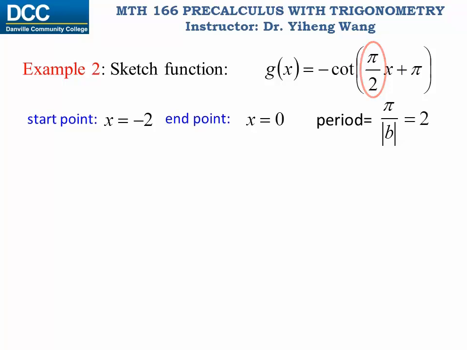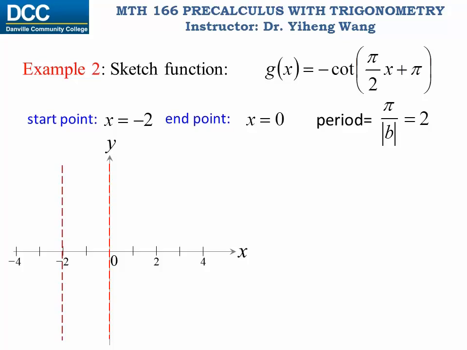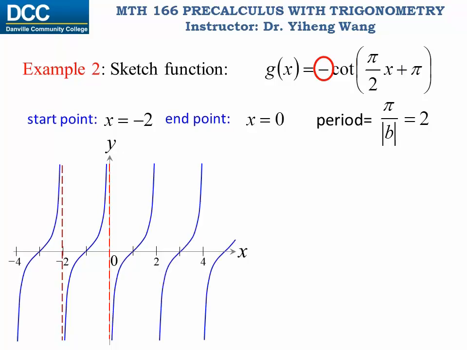So based on this information, we mark our coordinate system, find our start point and end point, negative 2 and 0. So within this period, we want to sketch the parent cotangent function, which has this S shape. However, don't forget, we have a negative sign here, and this indicates a vertical reflection. Therefore, instead of sketching this cotangent parent function shape, we flip it about the x-axis, and then we sketch some more periods, and this completes this problem. This is the graph for the function g(x) equals negative cotangent of half a pi x plus pi.